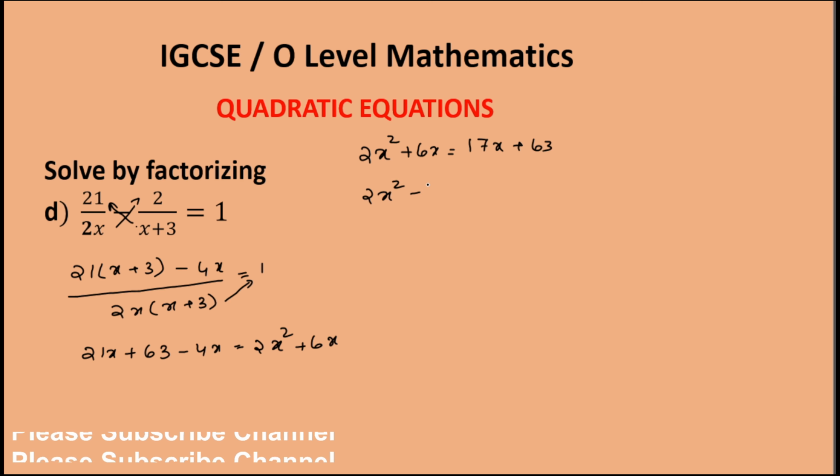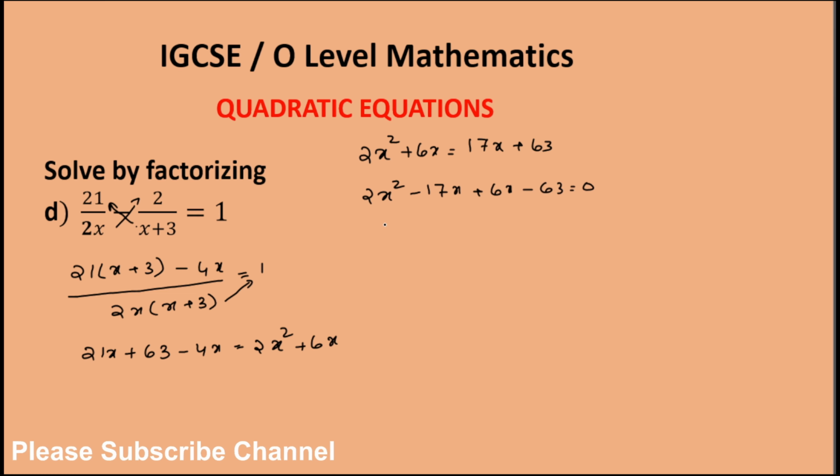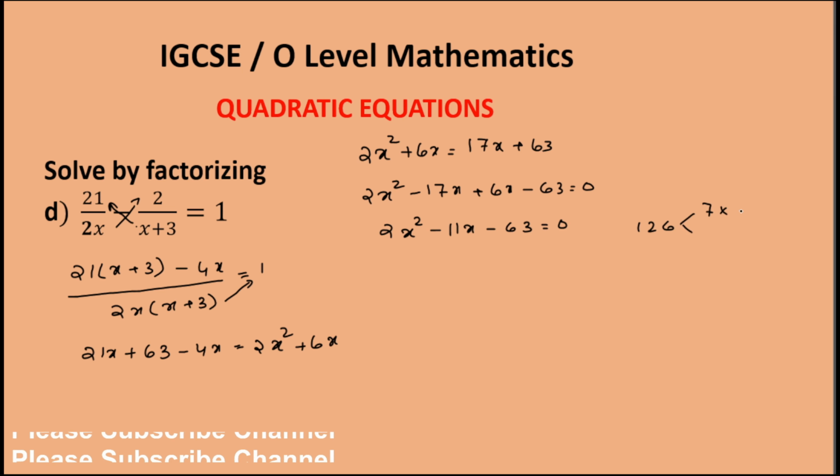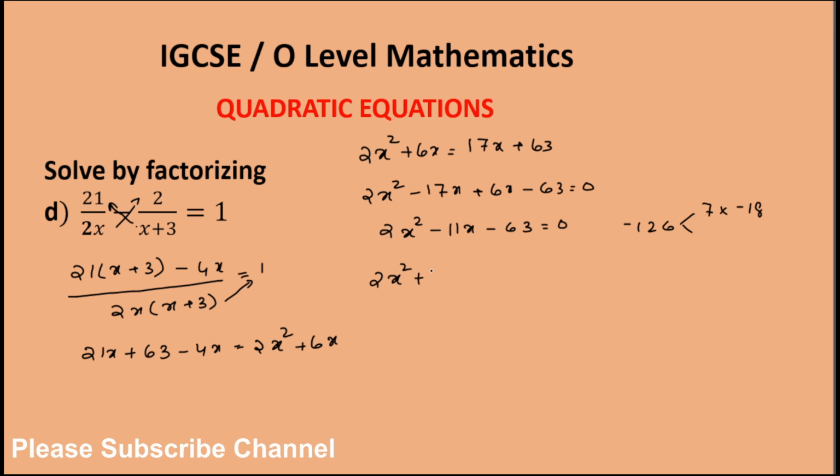So 2x², 17x coming to the left side becomes minus 17x plus 6x, and 63 coming to the left side becomes minus 63, is equal to 0. So the quadratic equation became 2x² minus 17x plus 6x, which is minus 11x, minus 63 is equal to 0. So what is the product? 63 into 2 is 126. 126 we can split into 7 into minus 18, which is minus 126. So we can rewrite it as 2x², 11x we can write as plus 7x minus 18x, minus 63 is equal to 0.